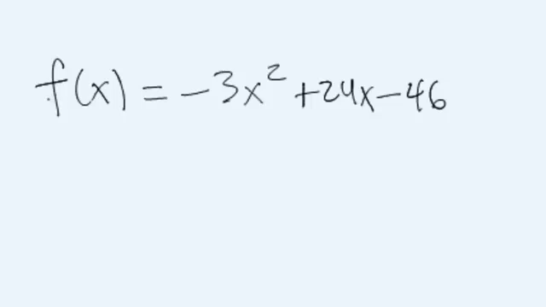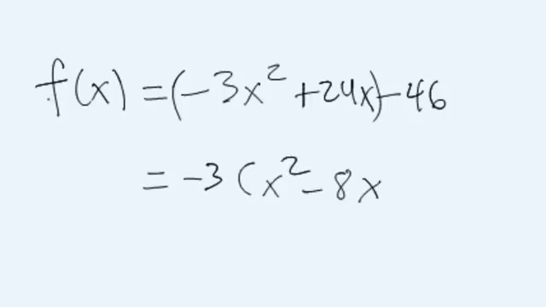Now, remember, we're only going to work with the first two terms of this quadratic function. The process we're going to use to write this in vertex form is to complete the square. Whenever we complete the square, we need the coefficient of the squared term to be 1. In this case, it's negative 3. So we factor out negative 3 from both of these two terms, and we get negative 3 times x squared minus 8x, and on the outside it's still a minus 46.